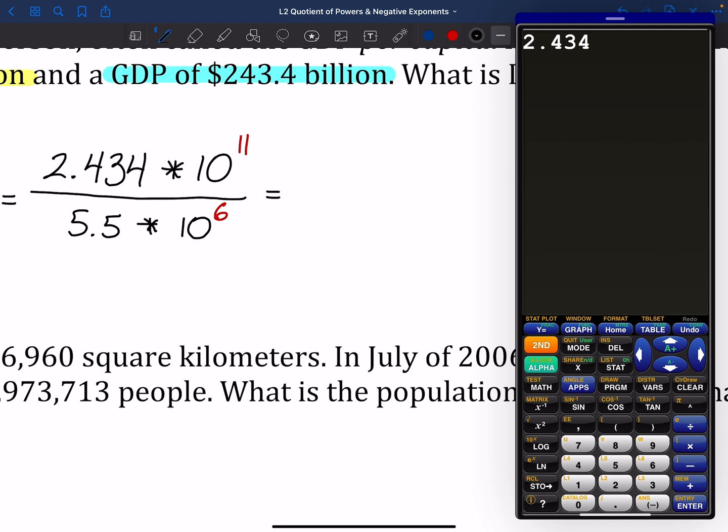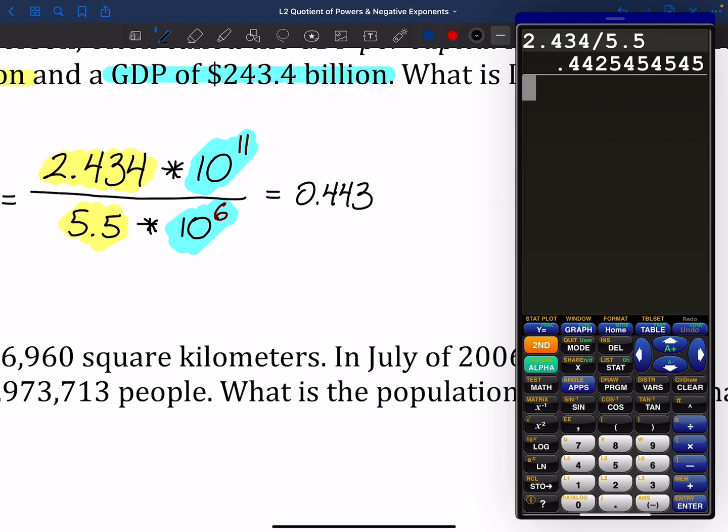But what we're going to do is take it one piece at a time, just like the problems we were working on a little bit ago. I'm going to multiply and divide the pieces that go together. So this is just a number, and this is just a number. Over on the other part, we have 10 to the 11th power. We are going to treat that as its own set. 10 to the 11th and 10 to the 6th match up pretty nicely. So 2.434 divided by 5.5.